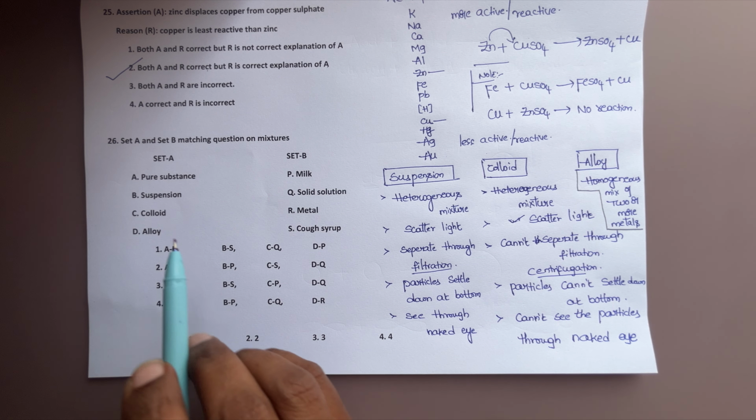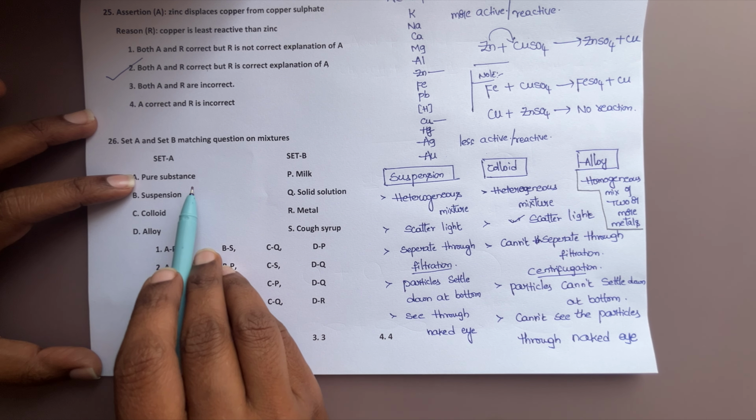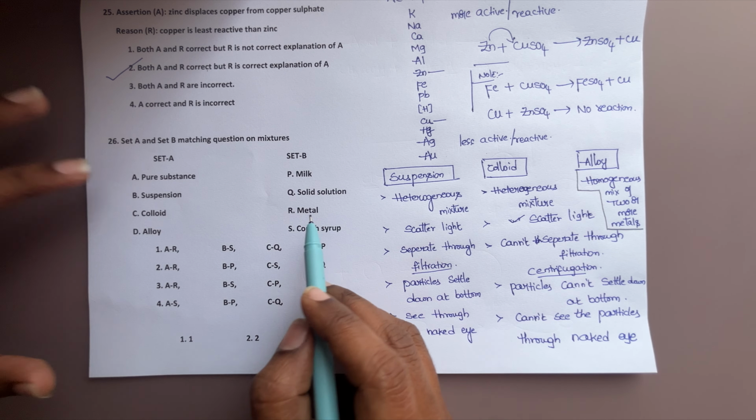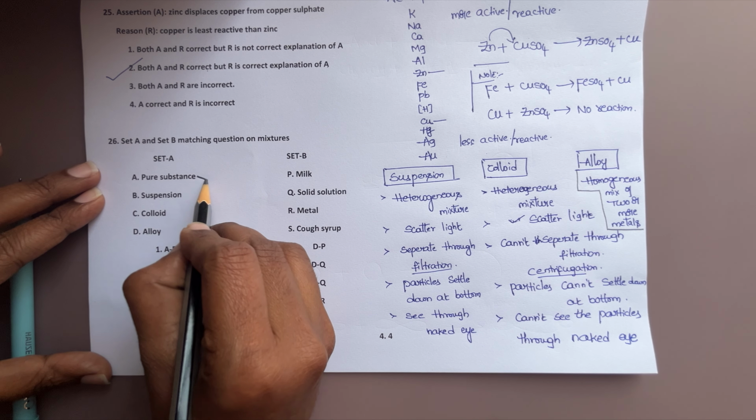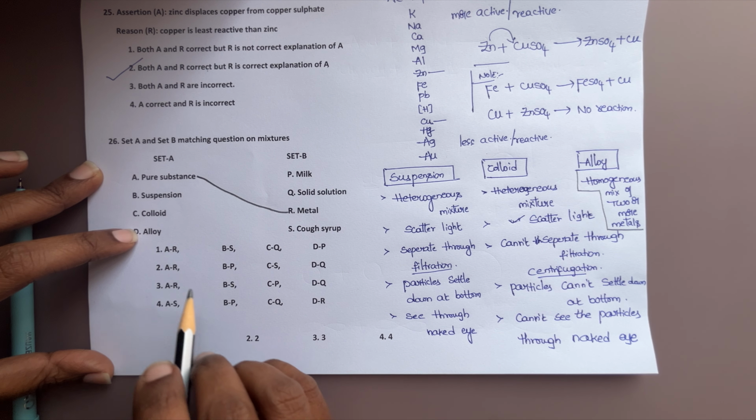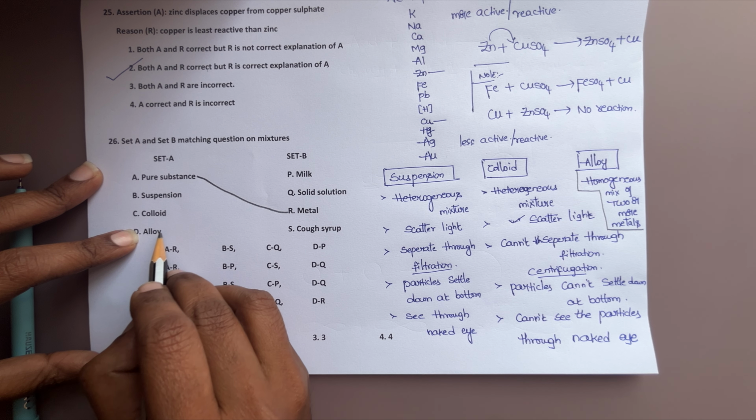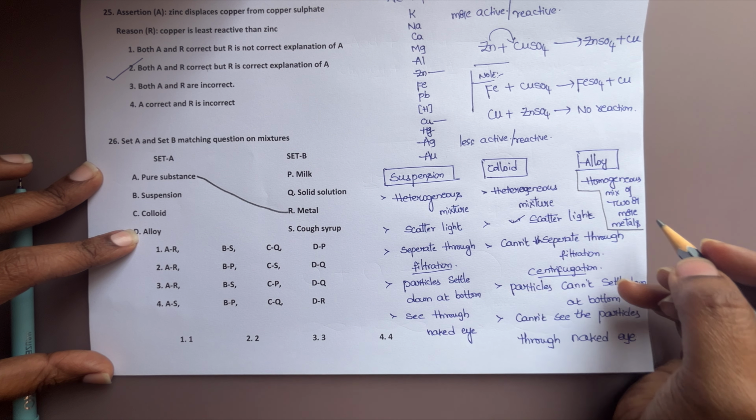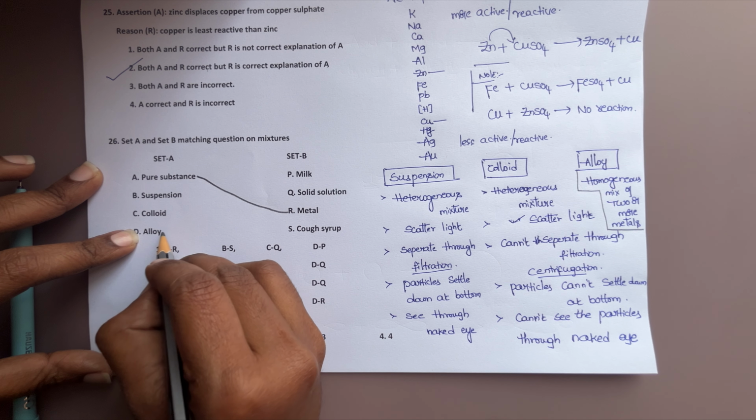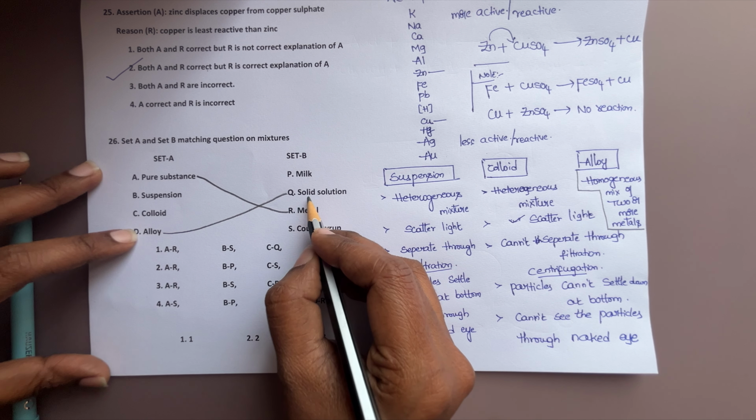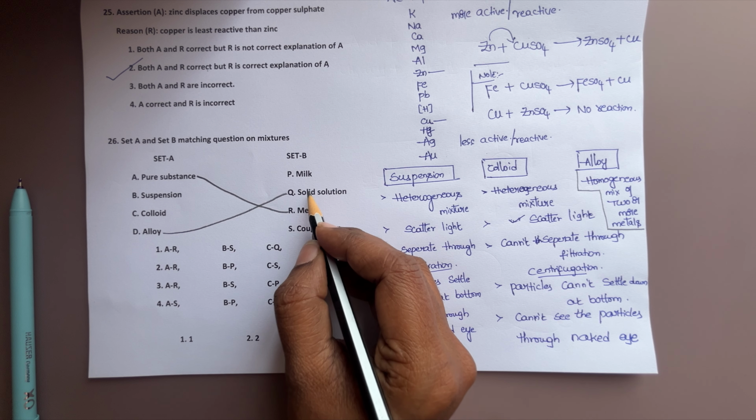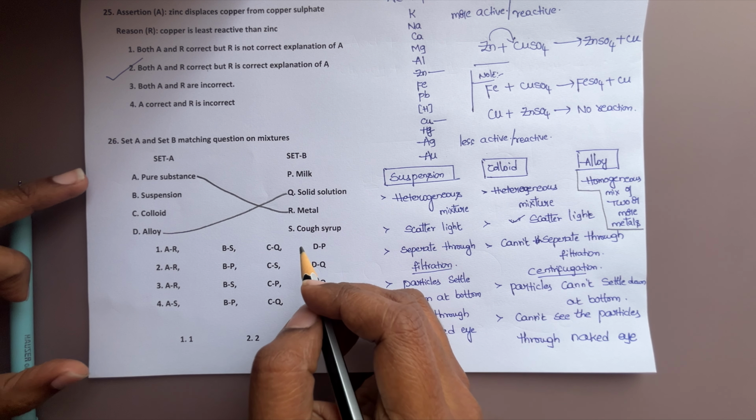So now let us see. Pure substance. Metals are usually pure substances. So metal is pure. Alloy is nothing but a combination of two or more metals. So that's why alloy is a solid solution. Solid solution is nothing but a combination of two or more metals.